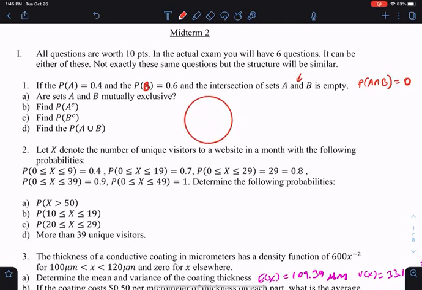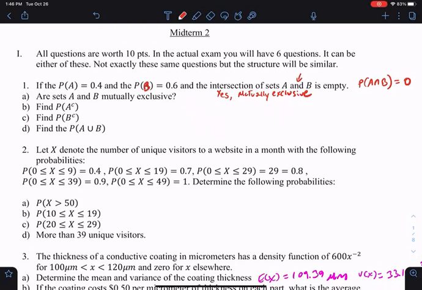Well, think about it. This is two disjoint events, right? So there's no overlap, therefore the intersection is 0. So are they mutually exclusive? Yes, because there's no overlap, right? So yes, they are mutually exclusive. Okay.